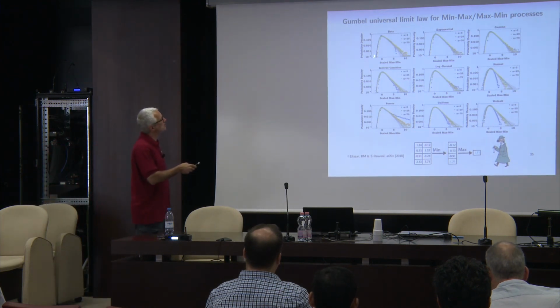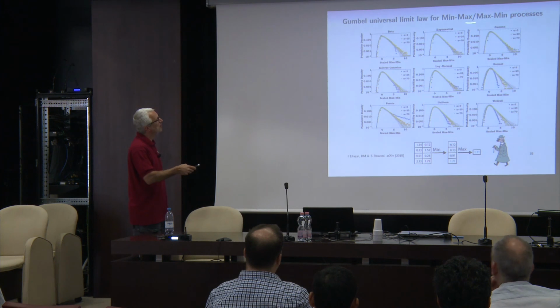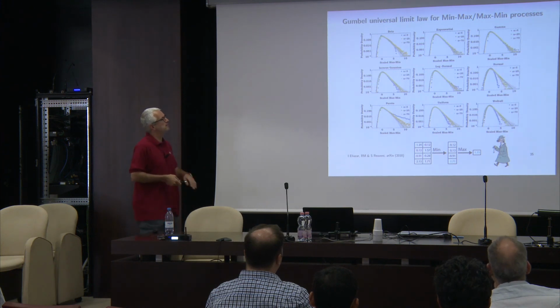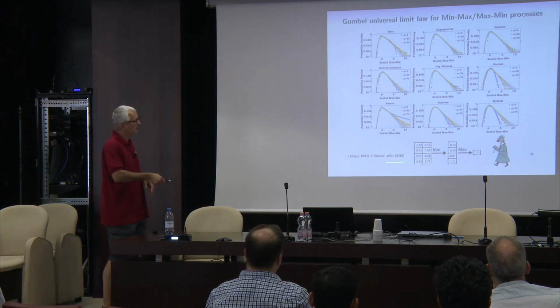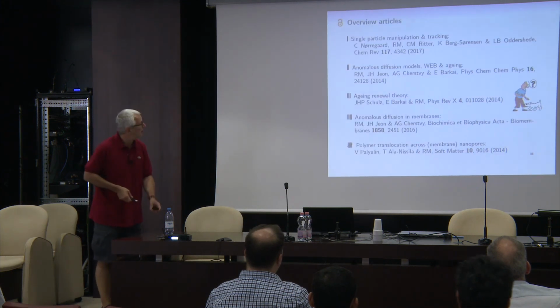And you see here this Gumbel distribution. It comes out for any kind of distribution that we plug in. Gamma, exponential, beta, and so on. In all the cases, it actually turns out to be the Gumbel distribution. This is on the arXiv. You can look at it.